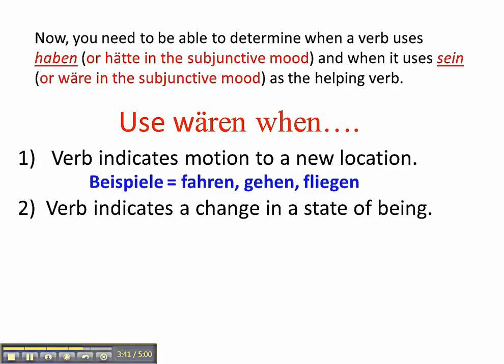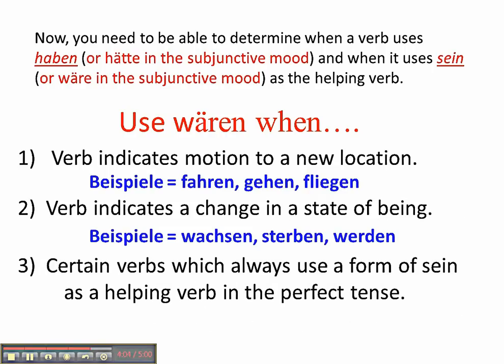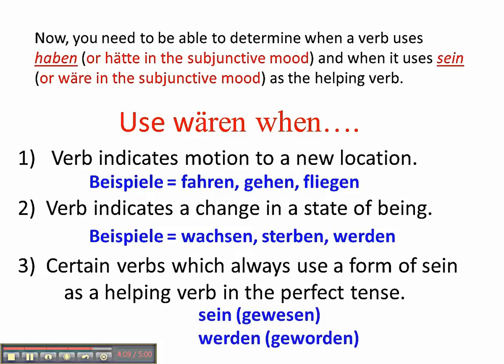Zweitens, the verb indicates a change in the state of being, okay? So, zum Beispiel, for example, wachsen, to grow. When you grow, you're going from small to big or young to old. Sterben, you die, you're going from living to dead. Werden means to become. So, for example, ich werde krank, you're going from healthy to sick. And finally, you use sein with certain verbs that are always used this way. They are sein, which has gewesen, and werden, the past participle of which is geworden. And a third verb that is not here is bleiben, geblieben.